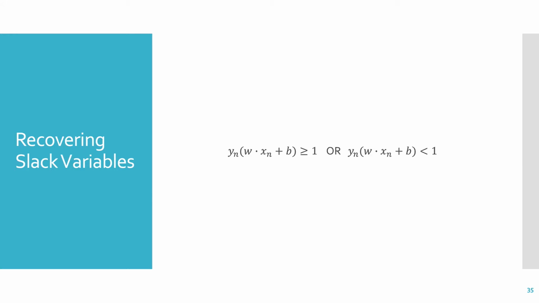There are two cases. Either we got it right, which is this, or we got it wrong. So either the sample is correctly classified or not. And if it is, then xi n is 0. But if it's not, then let's calculate what yn times (w dot xn plus b) is.